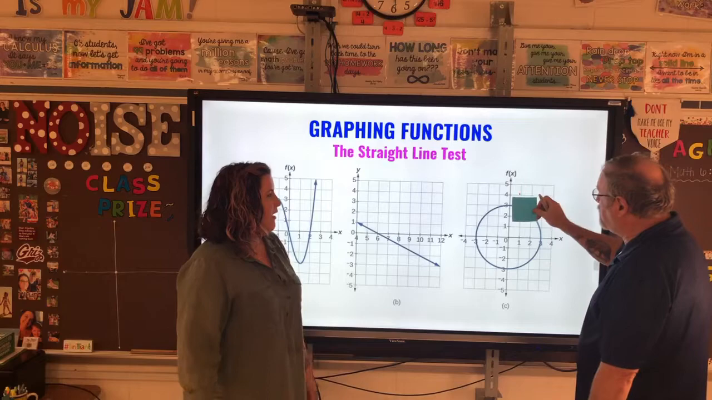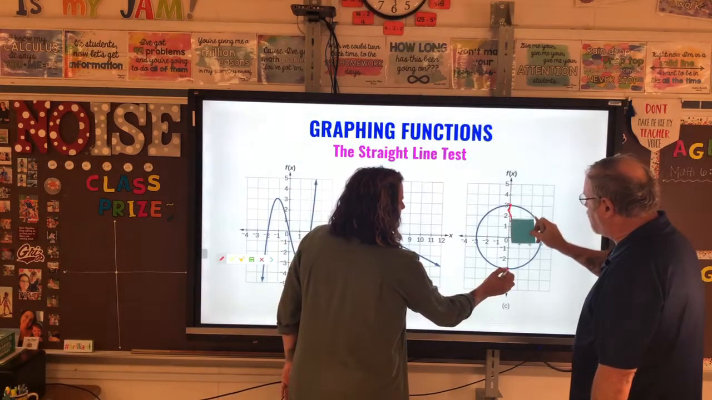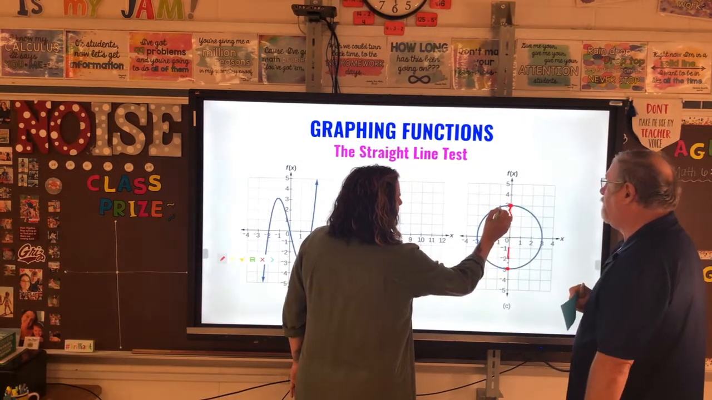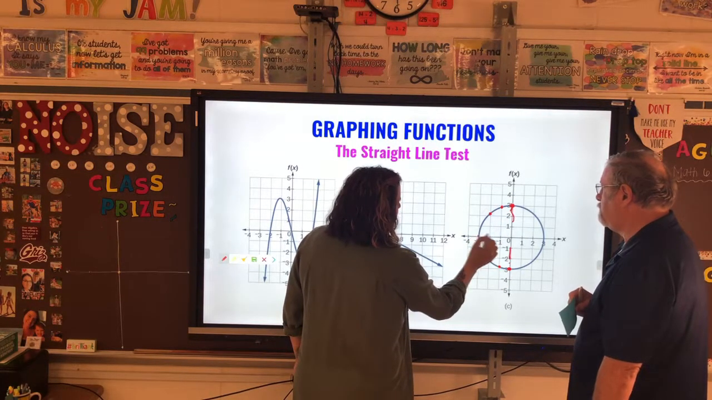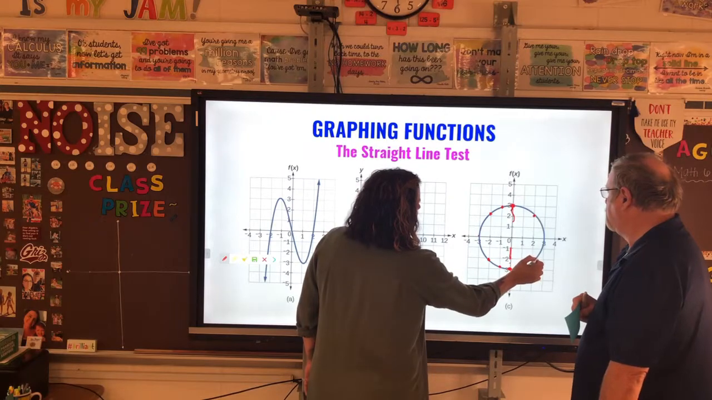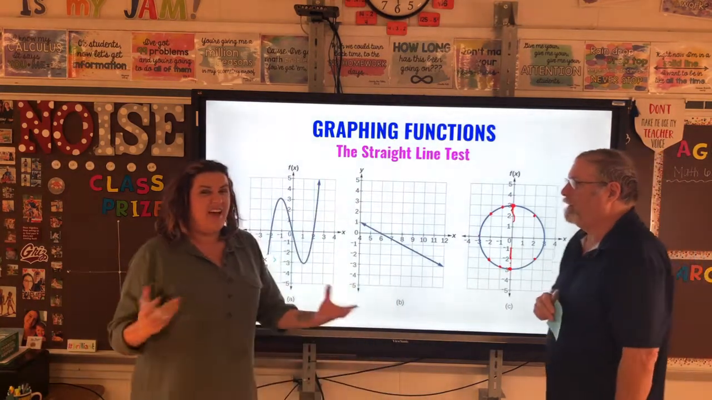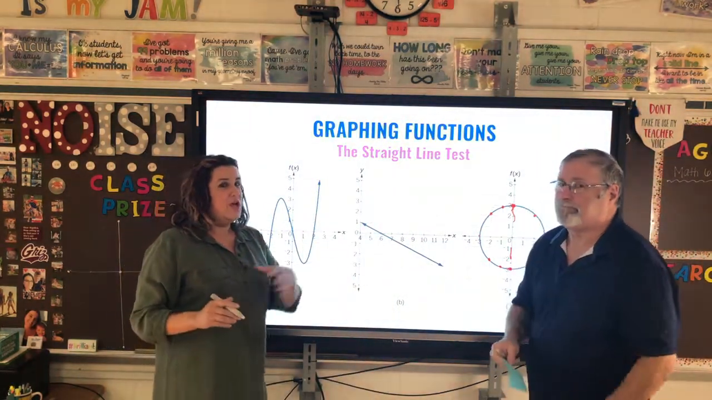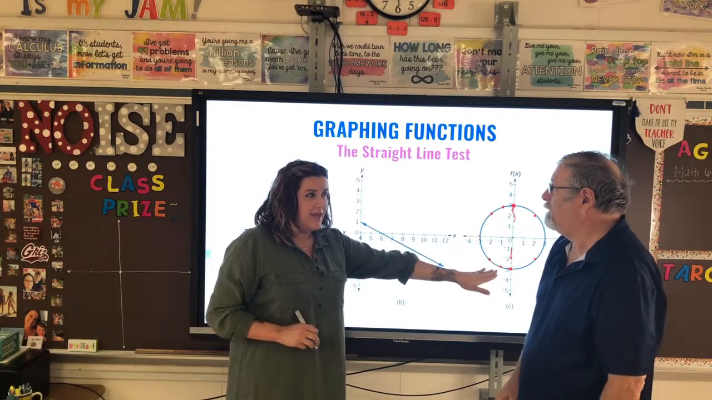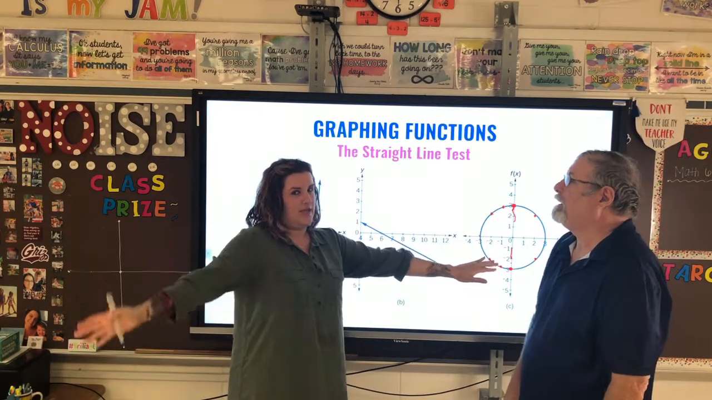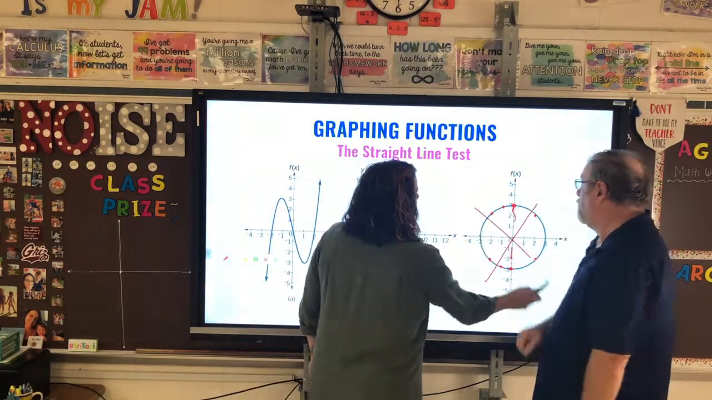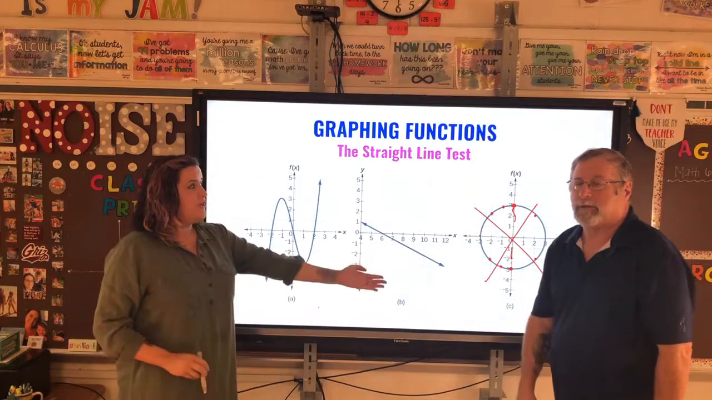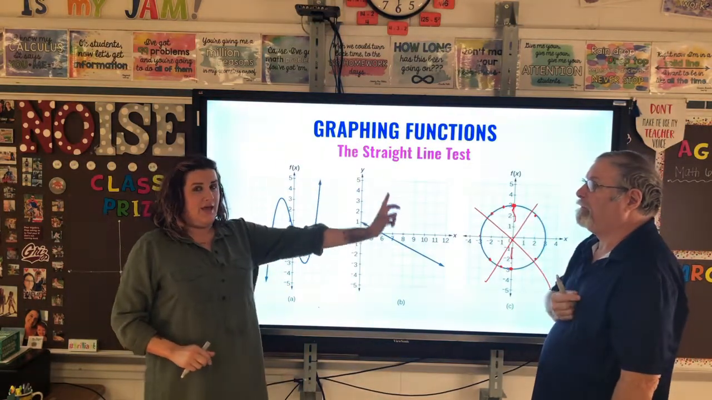Because the second you see this, you can follow this line straight down. It passes here and here. Here and here. There are just tons of x's that repeat with that circle. So even though it's a relation, it's not a function. Exactly, we can still plot it, it's a relationship, but it's not a function. So functions pass the straight line test.